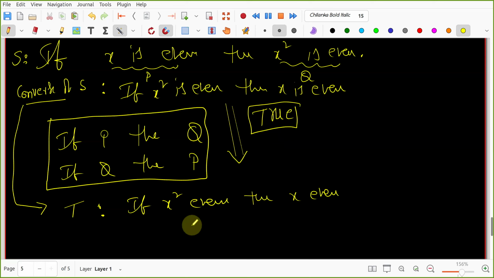Now, can you repeat again what you said? Maybe this time your audio may be clear. Sir, I was saying if x square is odd, then x is also odd. Okay. If this is true, something else is true. What is that? Implies.